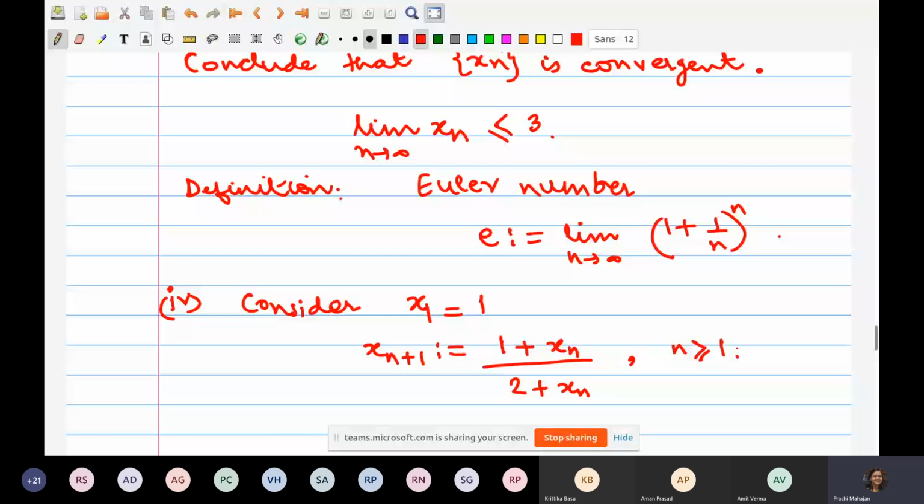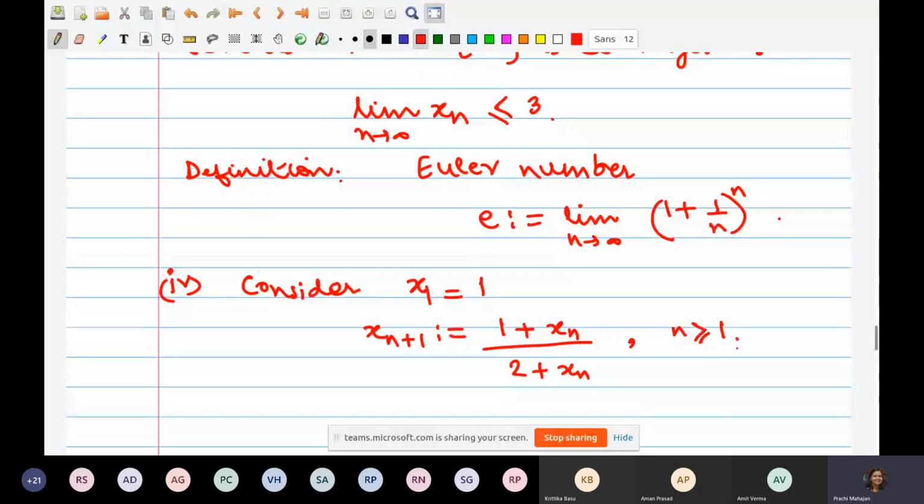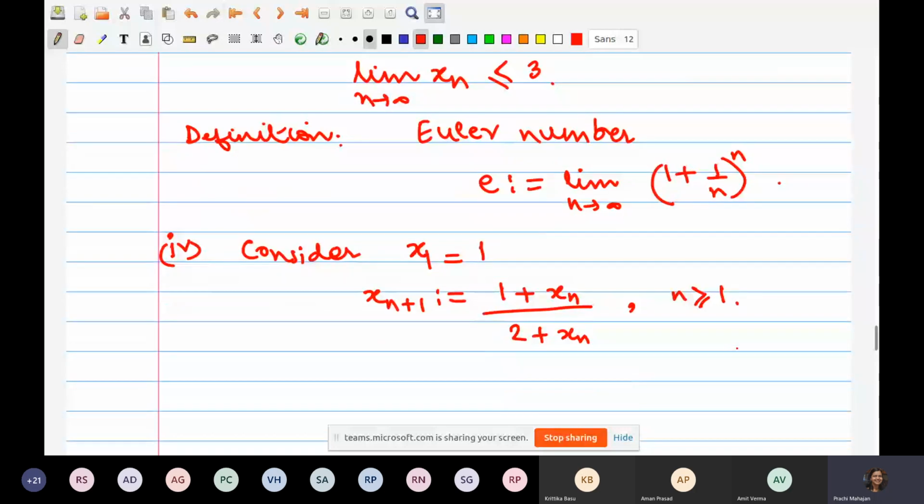Once you know x1, then you can plug in the value of x1. The output would be x2. Then you plug in x2, and the output would be x3, right? So the question is, as before, is the sequence xn convergent? If so, what is the limit? If not, justify why it is not convergent.